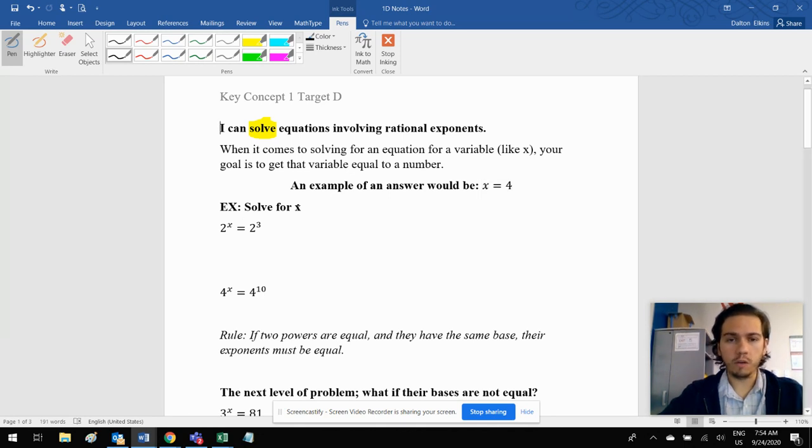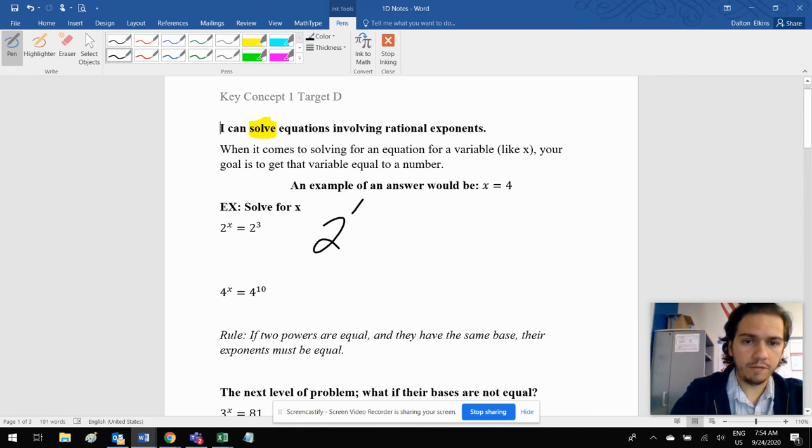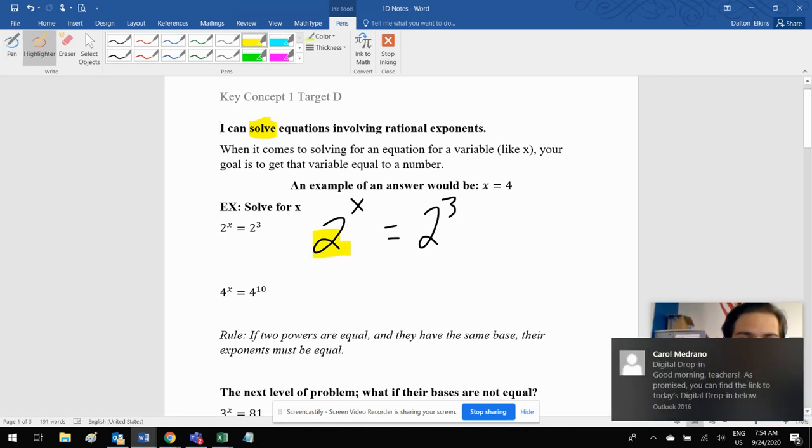So let's say I want to solve for x. Again, remember our goal is to get x equal to a thing. And we have 2 to the power x is equal to 2 to the power 3. So what I want to find is some number that I could plug in and substitute here that will equal this exact thing. One thing to look at is that both of these have the same base, the same base of 2.